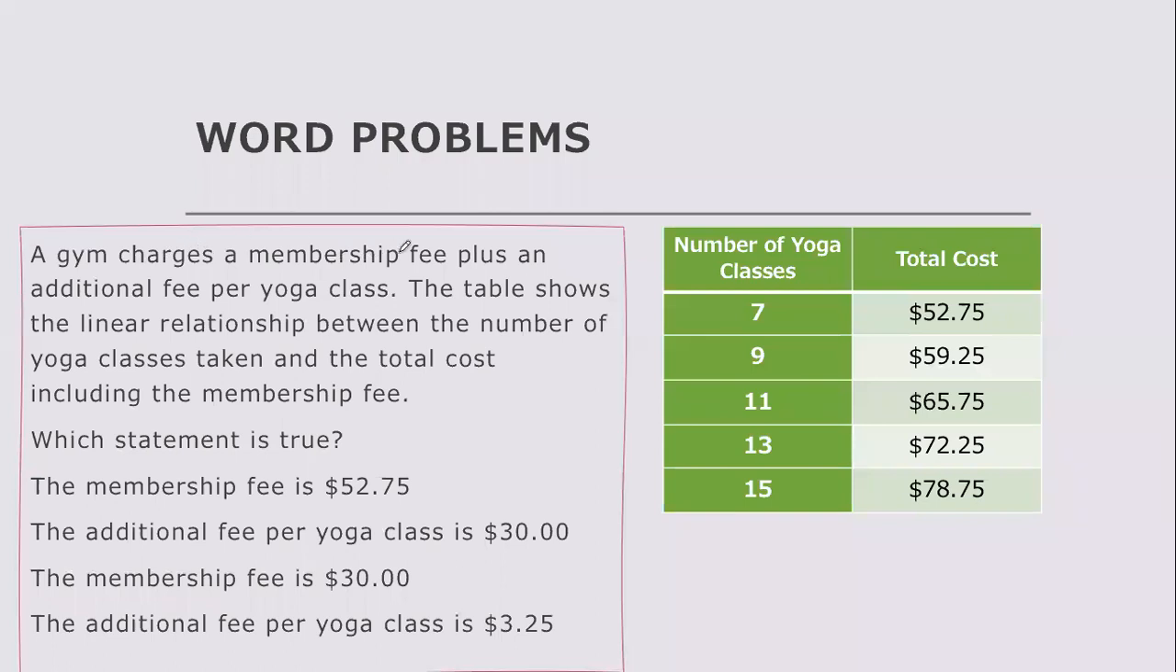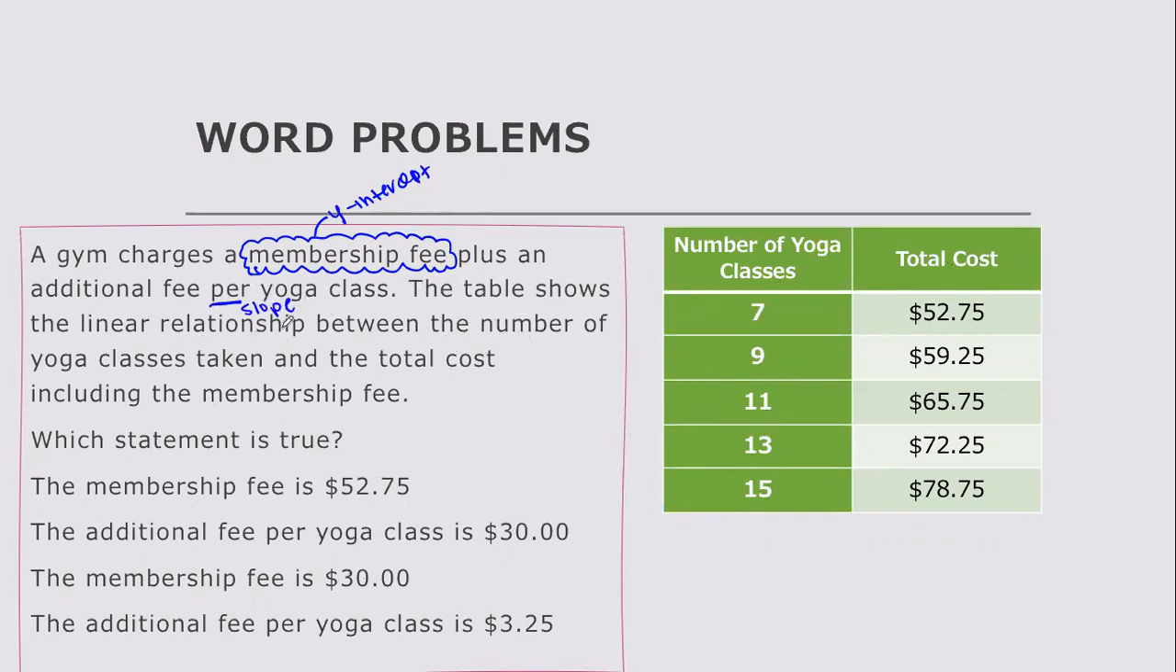A gym charges a membership fee. Pause. Membership fee. If I think back, I know that a membership fee represents my y-intercept. That one-time fee, that initial amount, my starting amount. Plus an additional fee per, oh, there's that per word. I know that's talking about slope, per yoga class.